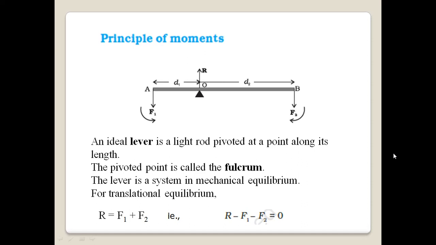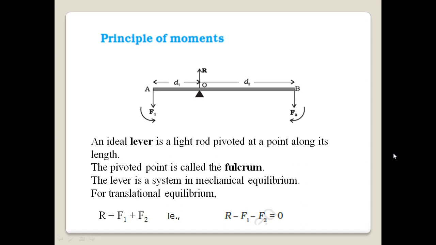If F1 is greater, then the rod tends to rotate in the anti-clockwise direction. But if F2 is greater, then the rod tends to rotate in the clockwise direction. We take anti-clockwise rotation as positive and clockwise rotation as negative. The point at which the light rod is pivoted is called the fulcrum. So the point O here is called the fulcrum. The lever is a system in mechanical equilibrium. So here, how do we keep this light rod in equilibrium?